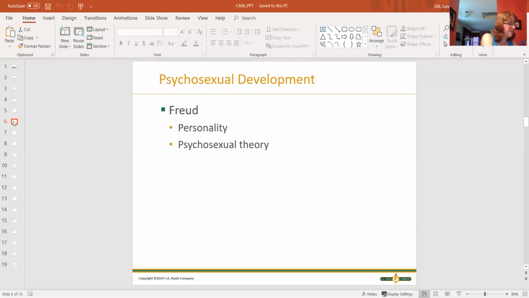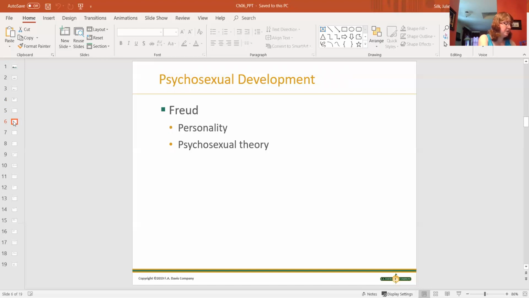The theory proposes that sexual energy is stronger in certain parts of the body at specific ages. Sexual feelings are present in different forms depending on age. Fixation of development can occur at a specific age if needs are not met or conflicts are not resolved. Freud's theory views the personality as consisting of three parts: the id, the ego, and the superego.